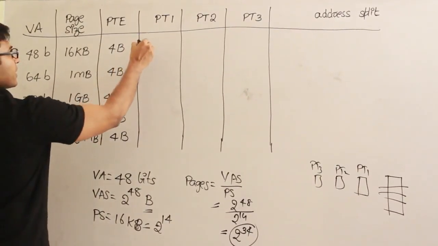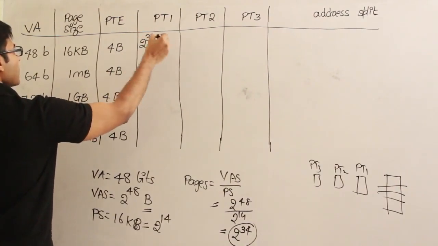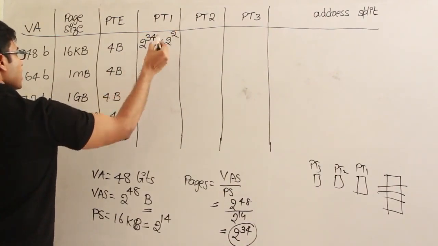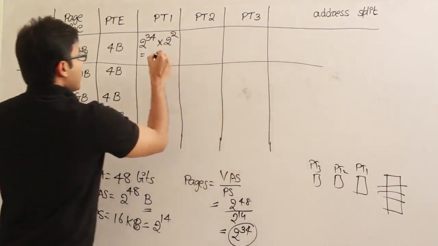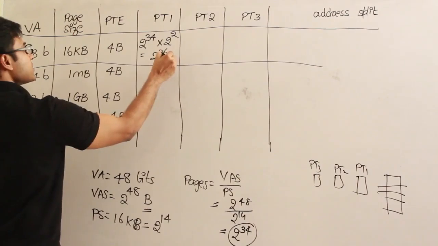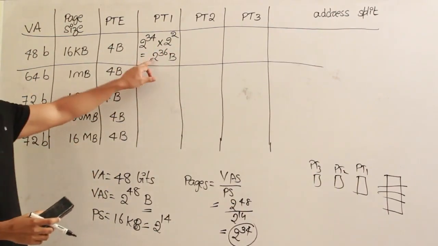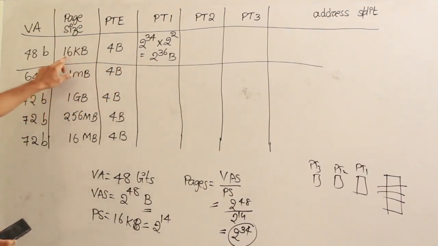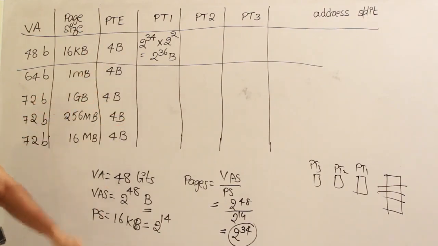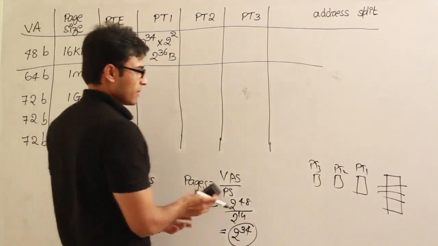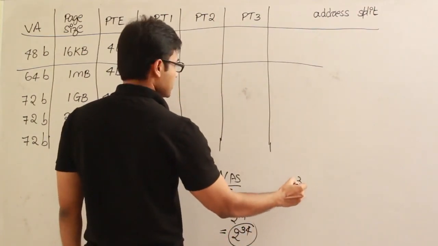Therefore page table 1 contains 2 power 34 entries, and size of each entry is 4 bytes, therefore 2 power 2. So totally it is going to be 2 power 36 bytes. That is the size of page table 1. If that is the size of page table 1, 2 power 36 bytes, will it fit in a page, which is 2 power 14? It will not fit. Therefore again page table 1 has to be divided into many pages, right? So now again I am going to divide this 2 power 36.